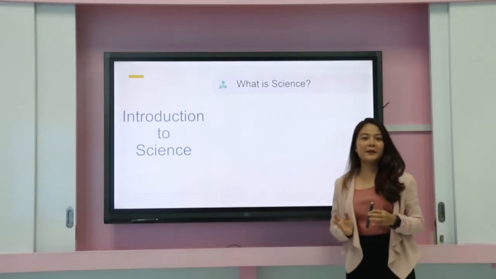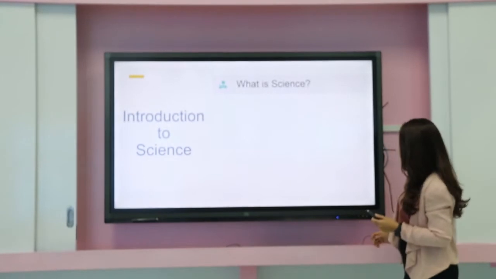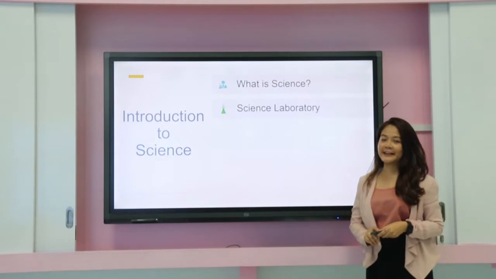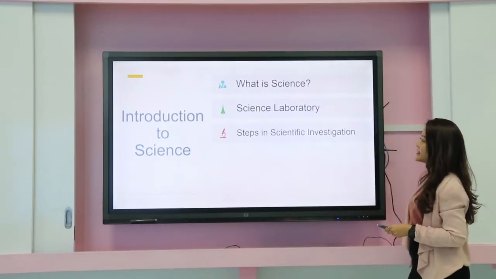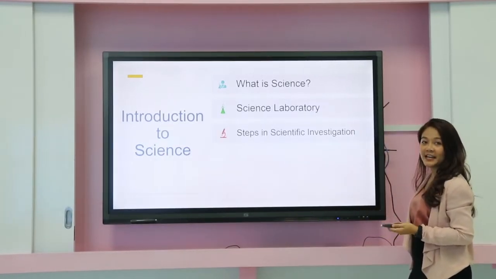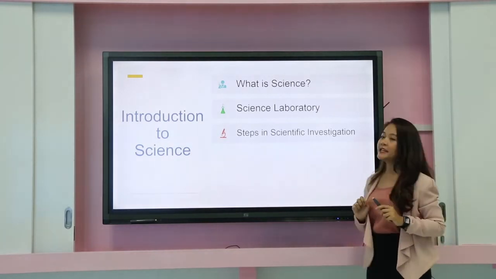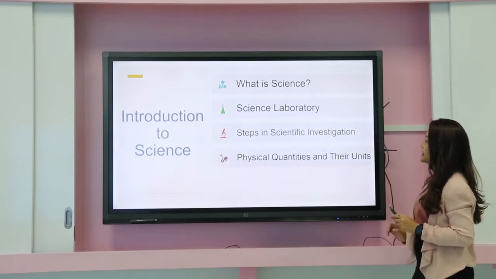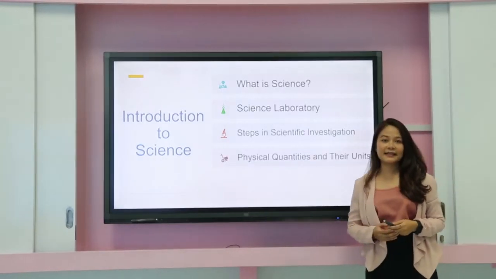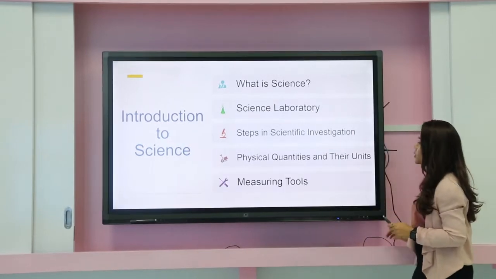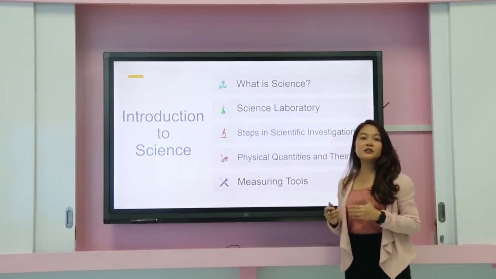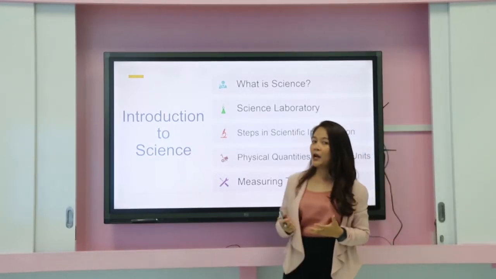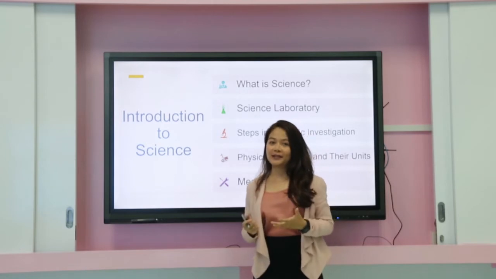These are 5 topics that you are going to study. The first one is what is science. The second one is science laboratory. The next one is steps in scientific investigation, or it's actually called scientific methods. And the next one is physical quantities and their units. And the last topic that you are going to study is measuring tools. These are the 5 topics that you are going to learn for this pre-sessional course.